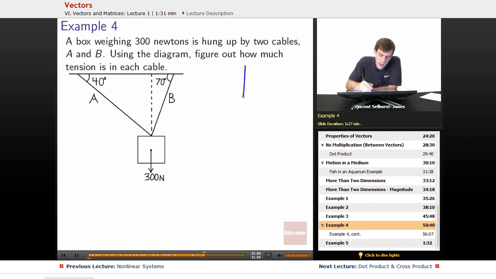So if we have a box on a string, just imagine, bear with me for a moment. If we have a box on a string, now imagine it weighs 100 newtons. And if you didn't know, a newton is the unit of force, and weight in the metric system.